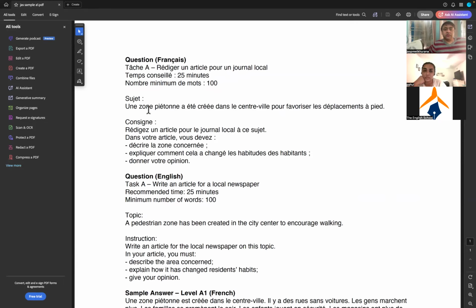So the subject is: une zone piétonne a été créée dans le centre-ville pour favoriser les déplacements à pied. That means a pedestrian zone has been created in the city. Centre-ville is city, pour favoriser les déplacements à pied, to encourage people walking, so that people can walk and have a proper way to walk on. So they have developed a new pedestrian zone.